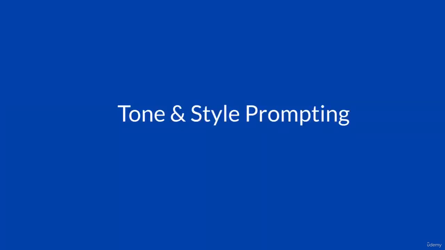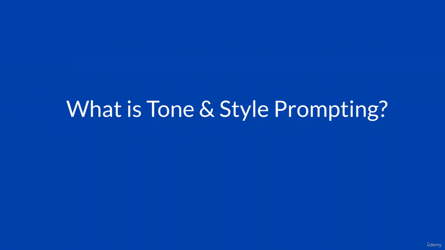Welcome back to ChatGPT Prompt Engineering. In our last lecture, we discussed the basics of prompt engineering and how it can be used to create more human-like conversation with AI. In this lecture, we are going to dive deeper into one specific aspect of prompt engineering, tone and style prompting. Tone and style prompting is a technique that involves providing specific instructions to the AI language model about the tone and style of the responses it generates.